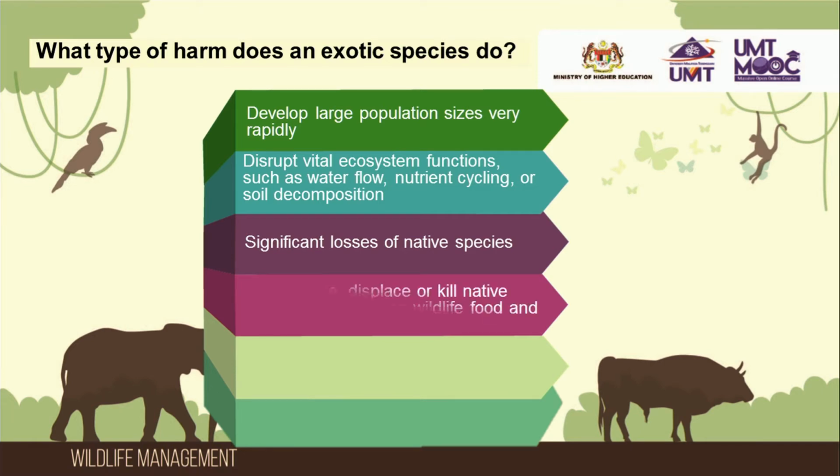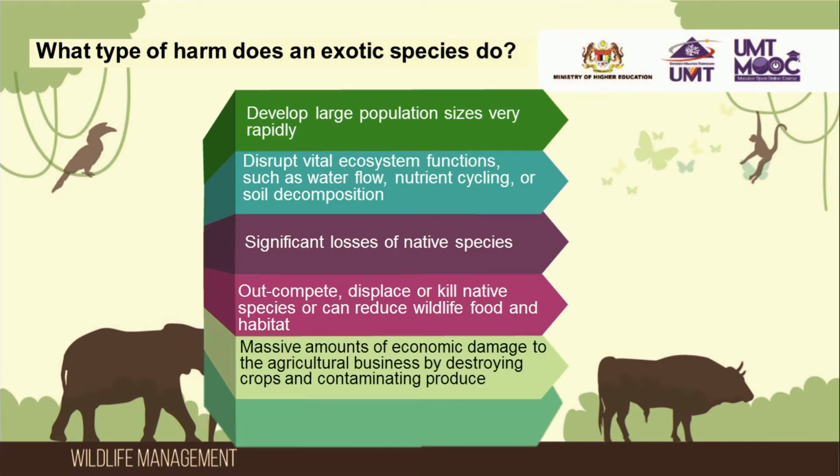These high populations can outcompete, displace, or kill native species, or can reduce wildlife food and habitat. Other invasive species can cause massive amounts of economic damage to the agricultural business by destroying crops and contaminating produce. Some invasive species can cause direct harm, such as diseases to humans or domestic animals.